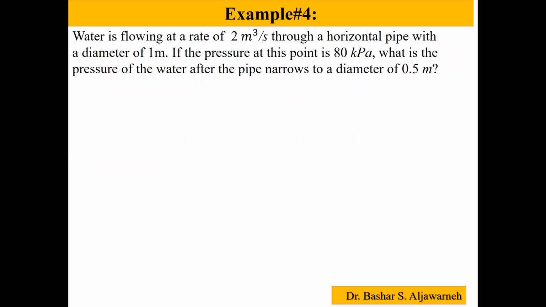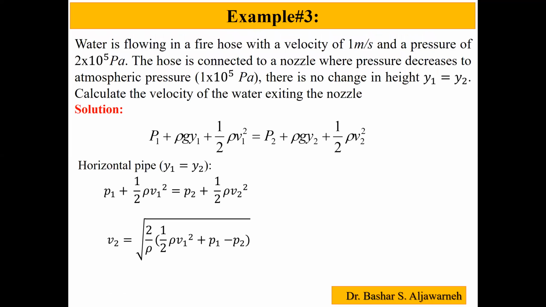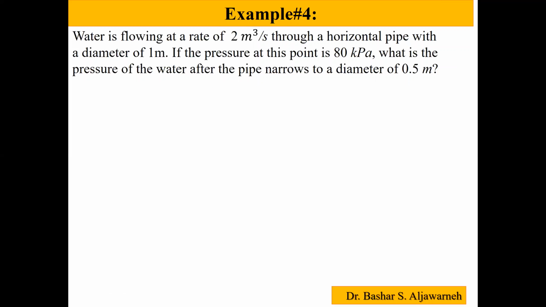Third example. Water is flowing at a rate of 2 meter cubed per second through a horizontal pipe with a diameter of 1 meter. If the pressure at this point is 80 kilopascal, what is the pressure of the water after the pipe narrows to a diameter of 0.5 meter? Okay.